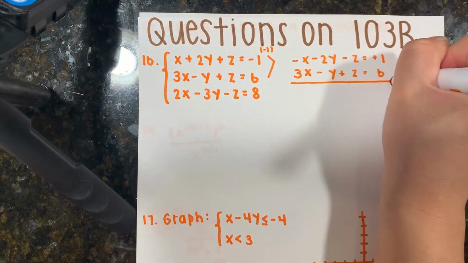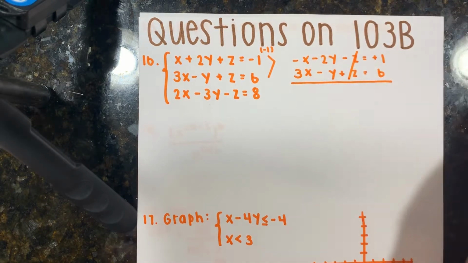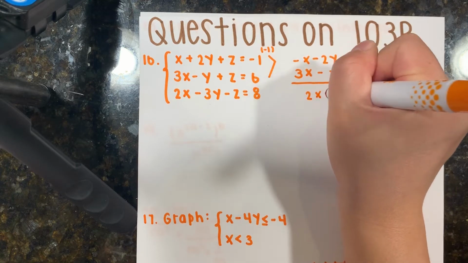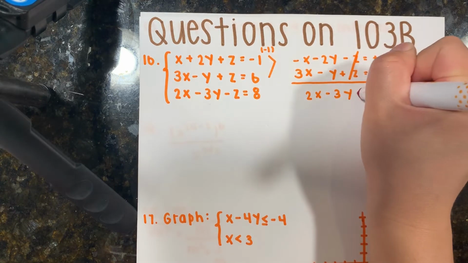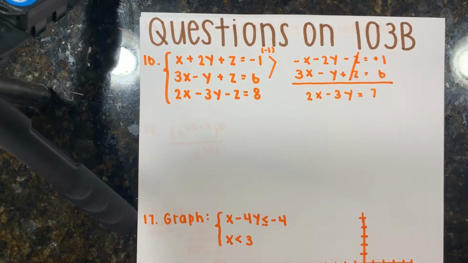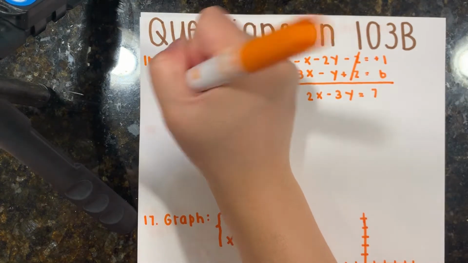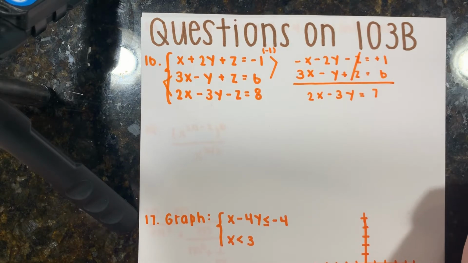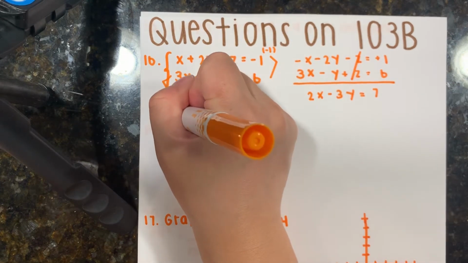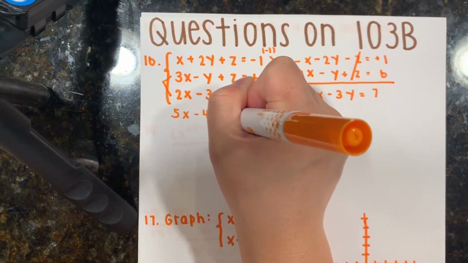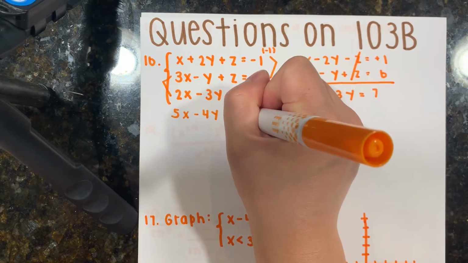So when I do that, I'm actually eliminating the z. And when I add that together, I'm going to get 2x minus 3y equals 7. Now for the bottom two equations, when I add those together, the z's actually eliminate by just adding them together. So I would get 5x minus 4y equals 14.